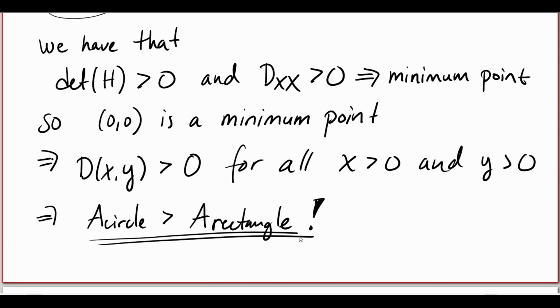We proved this by using gradient vectors. First we express the difference in area between the area of the circle and the area of the rectangle, and then we compute this d function, which is the difference between the area of the circle and area of the rectangle, and then we use gradient vectors to find the critical points, followed by computing the determinant of the Hessian matrix in order to perform the test to determine if the critical point is a minimum, maximum, or a saddle point, and in this case it's a minimum point.